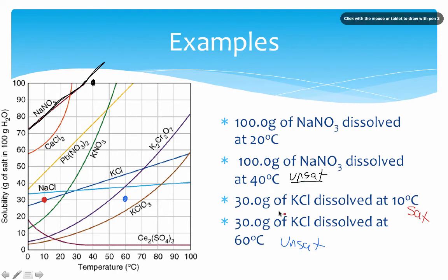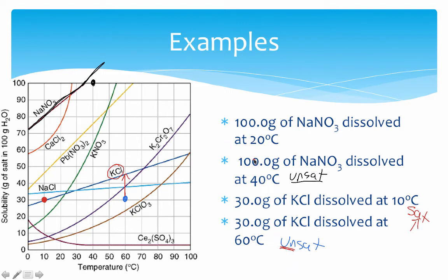Moving onwards, 30 grams of KCl. Here's the KCl line right here in the middle. 30 grams at 10 degrees Celsius puts us right on the line, creating a saturated solution. And last but not least, we take that same solution, but we raise it up to 60 degrees Celsius. Notice now we are below the line, and as a result of that, that creates another unsaturated solution.